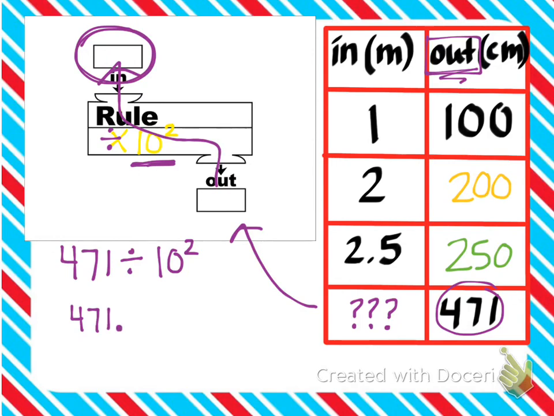Dividing means go left, and we're still going to move the decimal 2 times because that's what my exponent is. So now, on the in column, they must have put 4.71 in to get 471 centimeters out.